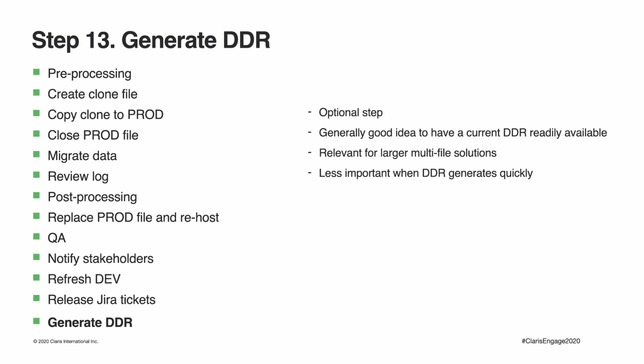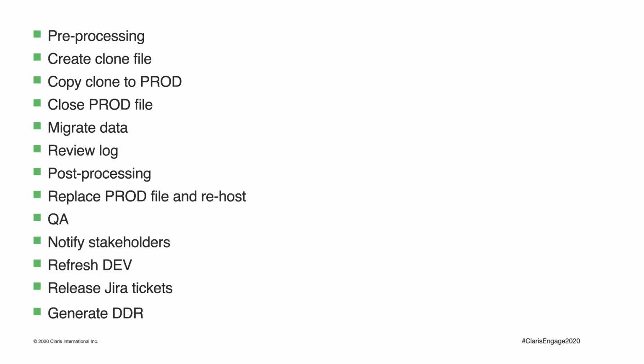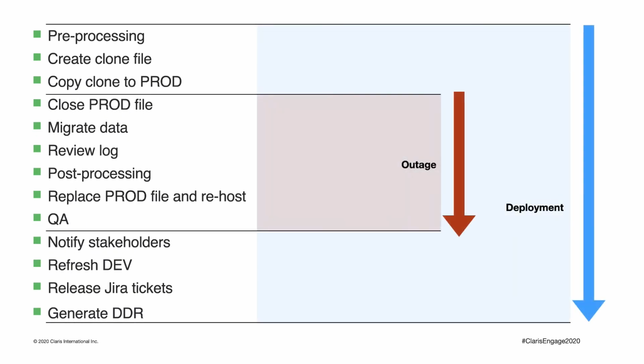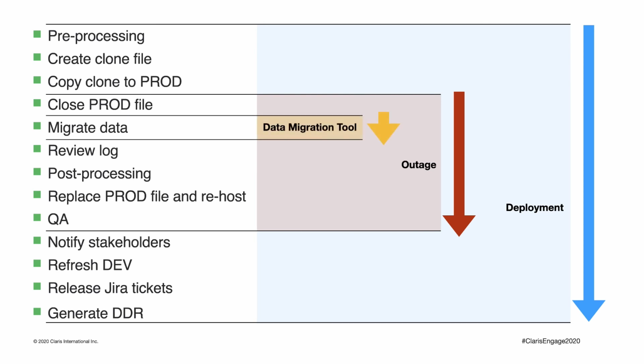So here's our entire deployment checklist. We can see that the outage is just one segment of the overall deployment. And of course, running the data migration tool is just one step in the overall process.